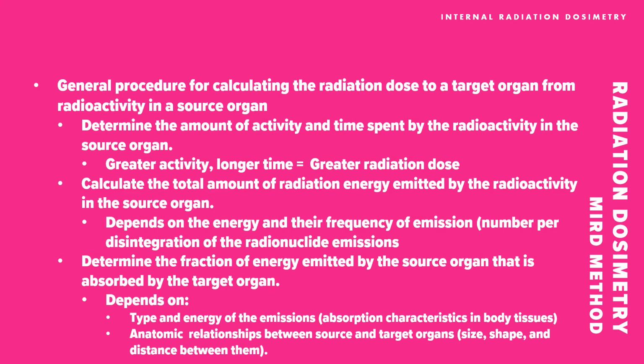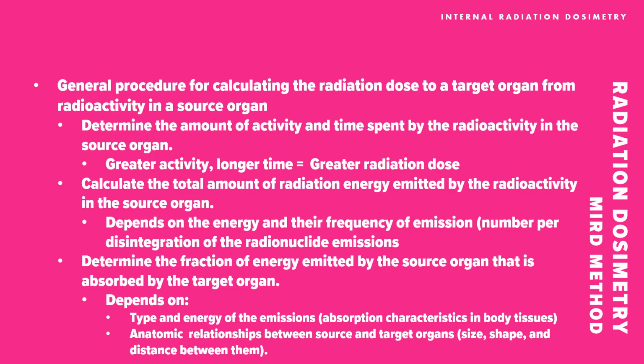Next I will explain the steps or the procedure for how you calculate the radiation dose to a target organ from a source organ. First step, what you need to do is to determine the amount of activity and time spent by the particular radioactivity in the source organ. Why do you need to understand this? Because if you have greater activity and longer time, it means a higher radiation dose will be given. So you need to understand this part.